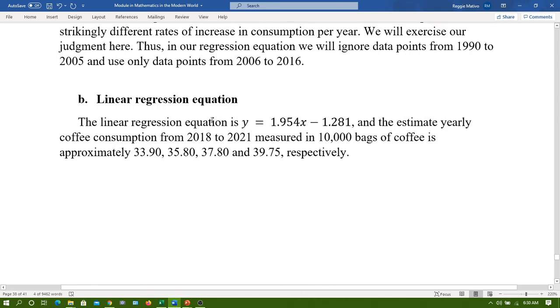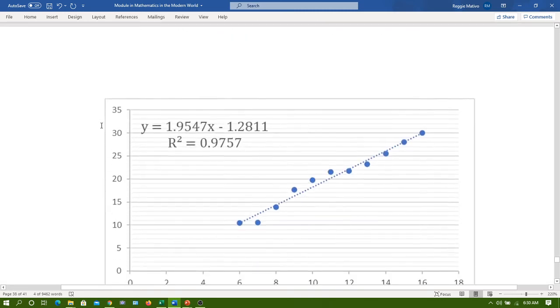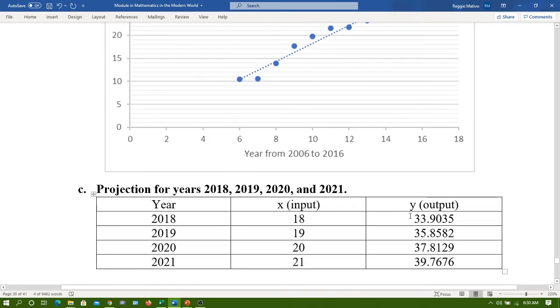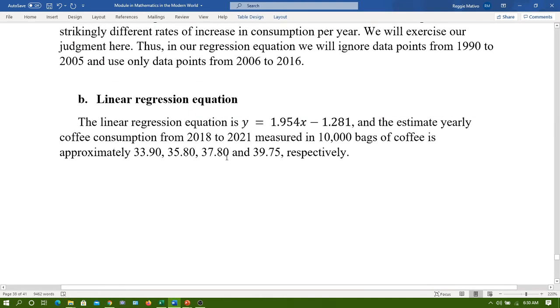The linear regression equation is y equals 1.954x minus 1.281, and the estimated yearly coffee consumption from 2018 to 2021, measured in 10,000 bags of coffee, is approximately, okay, we will be using this value instead of these ones, but they are rounded off from the one in the bottom.